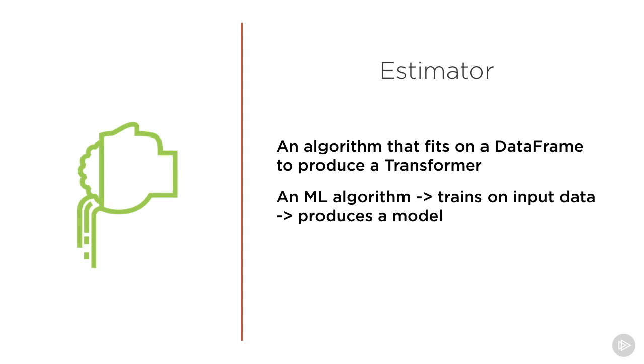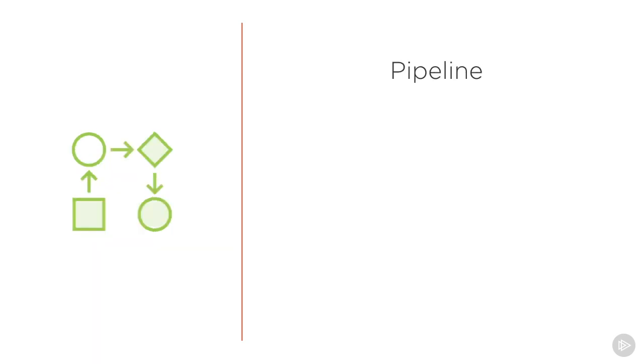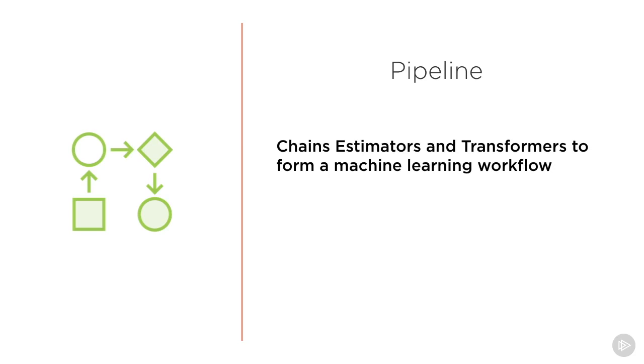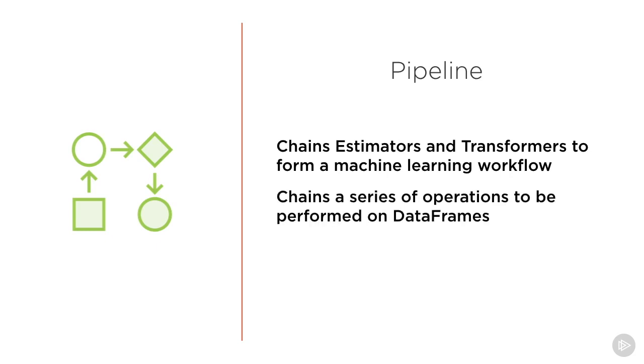An ML algorithm trains on the input data, learns patterns within it, tweaks the model parameters, and produces a model. A model is essentially a transformer which makes predictions. In Spark ML, a trained model is a transformer which takes a data frame with features and produces a data frame with predictions attached. A pipeline is basically a network which chains estimators and transformers together to form the machine learning workflow. These estimators and transformers are basically the series of operations that we want performed on data stored in data frames.